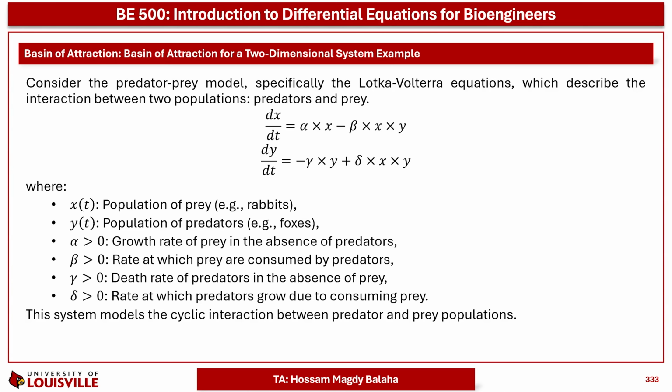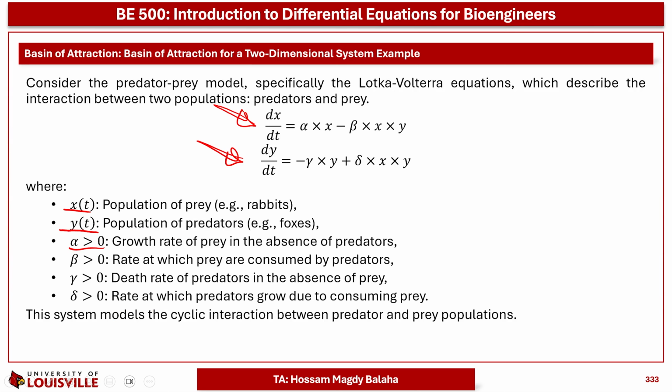First, we played with a one-dimensional system and got the output. Now we need to handle a two-dimensional system. We have the Lotka-Volterra equations, dx/dt equals alpha x minus beta xy, and the second one, dy/dt, is negative gamma y plus delta xy, where x of t is the population of prey and y of t is the population of the predators.